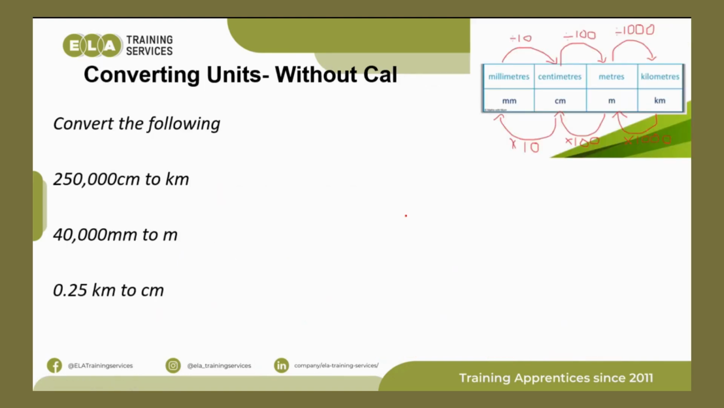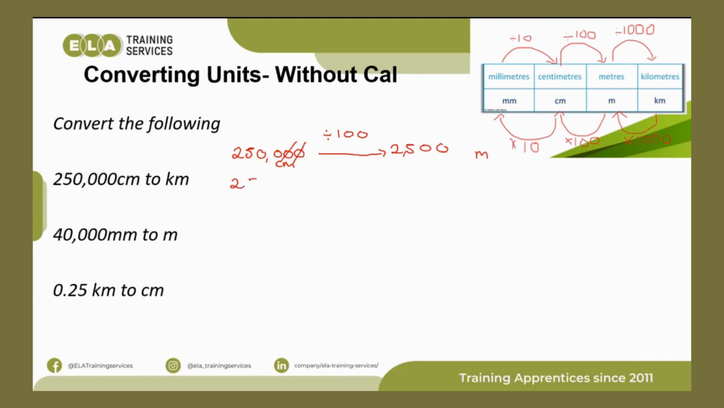So let's now have a look at these 3 questions. We're going to have a go at converting these 3 measurements in a multi-step approach. So we've got 250,000 centimetres to kilometres. So we're going to write 250,000 and then we're going to write centimetres. First, we're going to go to metres. So we've got to divide by 100. And the easy way to do that is to knock off 2 zeros. So we're left with 2500, which is 2,500 metres.